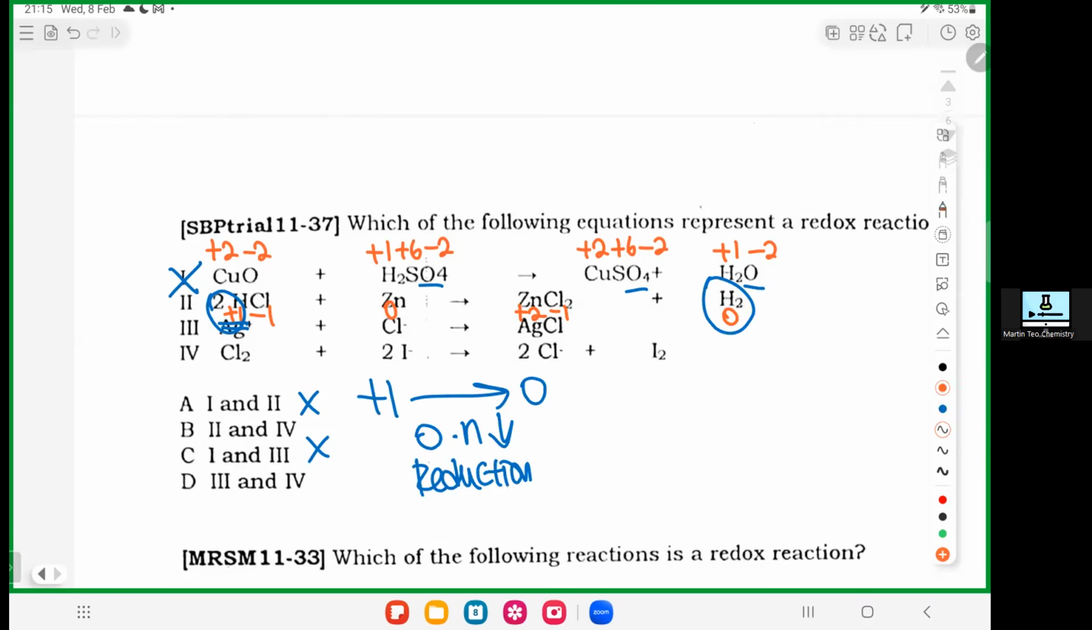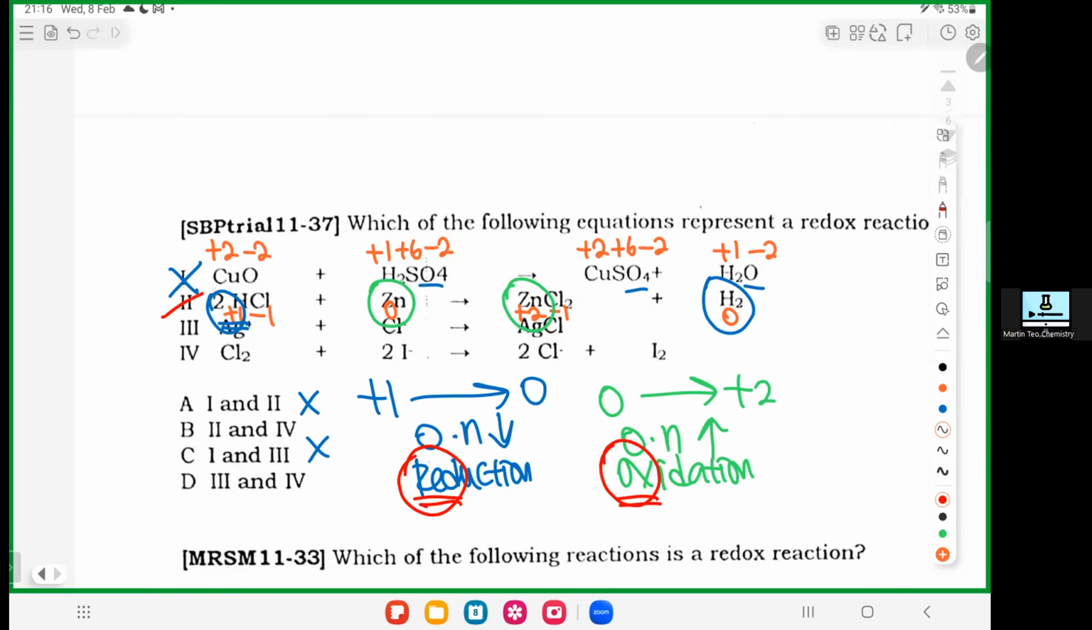Okay, so let's look at another one. The zinc here is 0. The zinc here is +2. 0 to +2, oxidation number shoots up. When oxidation number shoots up, it's oxidation. So when you have reduction and oxidation, it's a redox. So number 2 is correct. So the answer will automatically go to B. Can you please let me know in the chat box, do you understand how I solved the question?